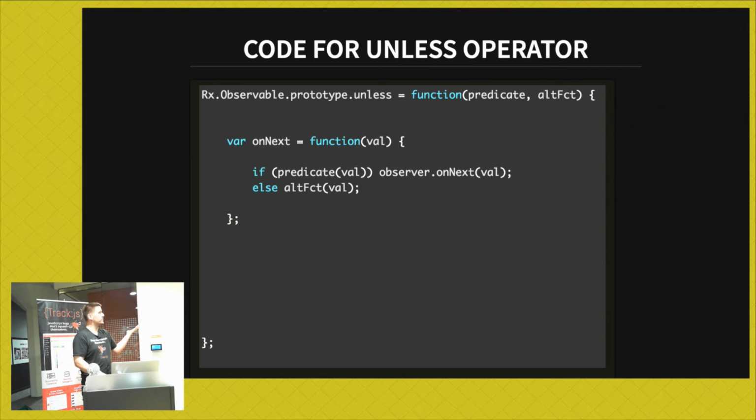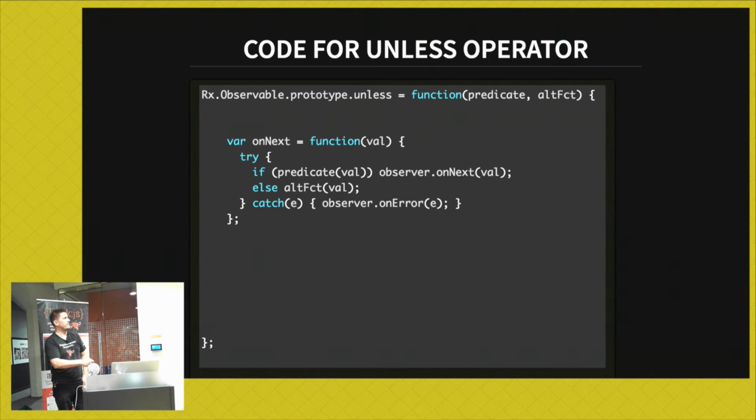We're not accounting for this right now. So we wrap it into a try catch, because if any of this fails, clearly there's an error and we should propagate the on error event on the observer. So that's pretty much the processing part.